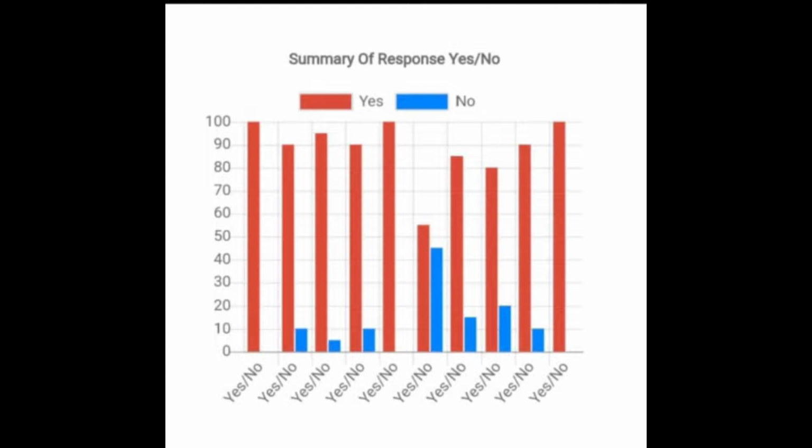For item number 6, 55% answered yes and 45% answered no. For item number 7, 85% answered yes and 15% answered no. For item number 8, 80% answered yes and 20% answered no. For item number 9, 90% answered yes and 10% answered no. And last, for item number 10, 100% answered yes and 0% answered no.